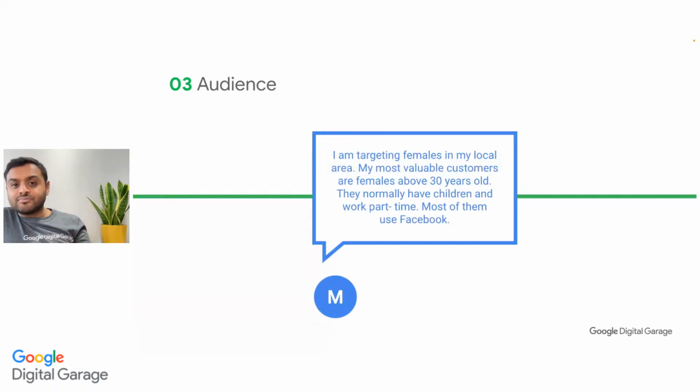Now, step 3 is thinking about our audience as well. When I say audience, you can change the word audience to customers if you wish, or clients, which is fine. But at this stage, what you want to do is identify the characteristics of your ideal type of customer. You can see here with this short description that Max has created, it says, I'm targeting females in my local area. My most valuable customers are females above 30 years old. They normally have children and work part-time. Most of them use Facebook.